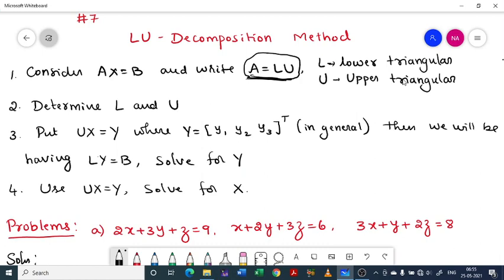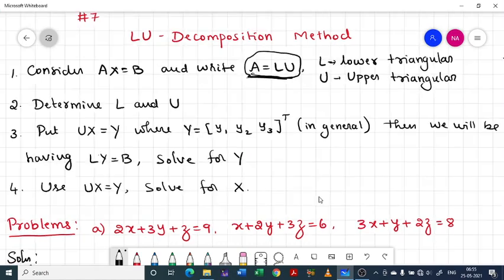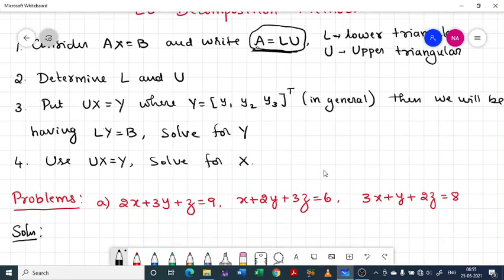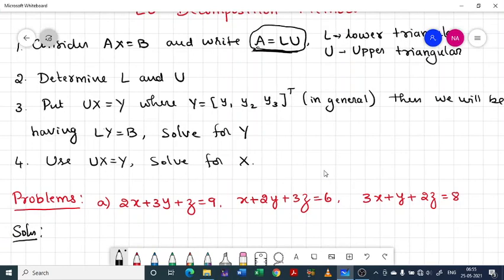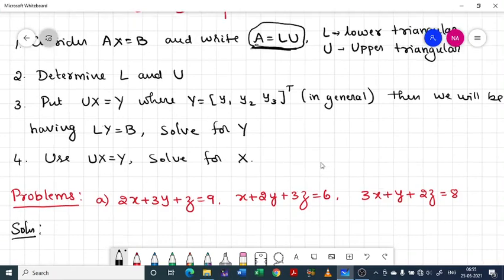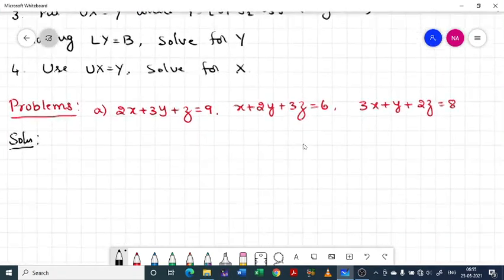Okay, let us come to the method. The working procedure I explained already. You write AX equal to B, then A equal to LU, determine L and U, then UX equal to Y, then determine Y, then use UX equal to Y to find X. Okay, that is the working procedure.